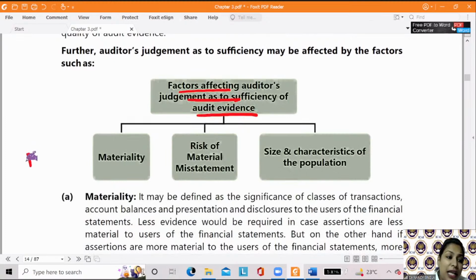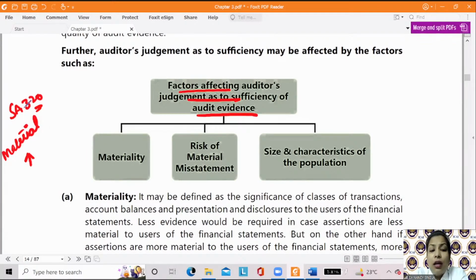Tell me, if any item is material, what is material? Important. You all have done SA 320. What does material mean? Which affects the economic decision of the users of the financial statement. Now my question to you: if any item is material, will the quantity of audit evidence be high or low, more or less? Send in your replies. If there is a material item, will you obtain more audit evidence or less? Now you are the auditor, you are applying your professional judgment.